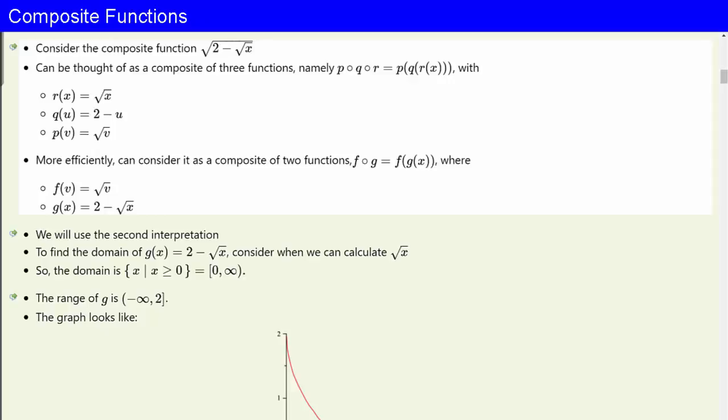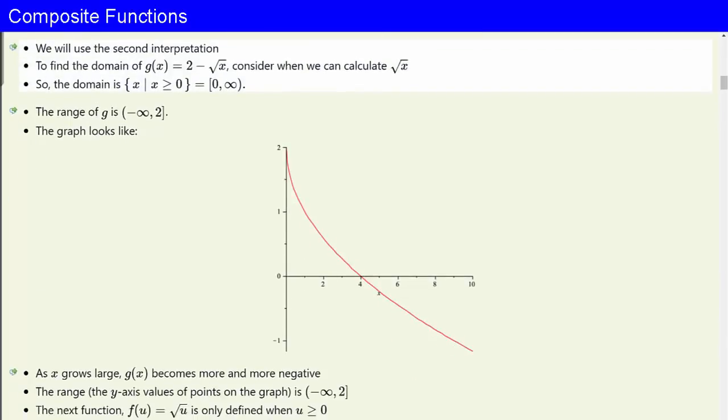Or we can be a little more efficient and consider it as a composition of two functions, f circle g, or f of g of x, where f of v is the square root of v and g of x is 2 minus square root x. We will use the second interpretation just because it has fewer levels to confuse us. To find the domain of this composite function, we need to find the domain of g, which is easy. g equals 2 minus square root x, so it's defined if and only if you can calculate square root x. So the domain is the interval 0 to infinity, including 0.